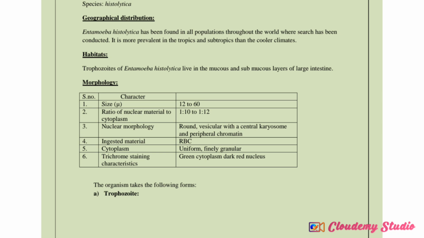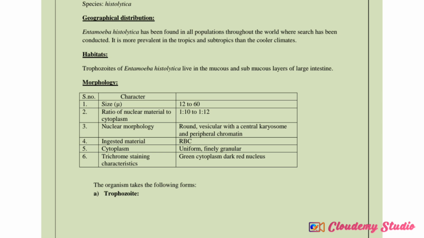Now let's talk about the forms that it takes. They have two morphological states, but in this material, I will say three. The two morphological states are the trophozoite stage and the cystic stage. Under the cystic stage, we still have the pre-cyst stage and the cyst stage.